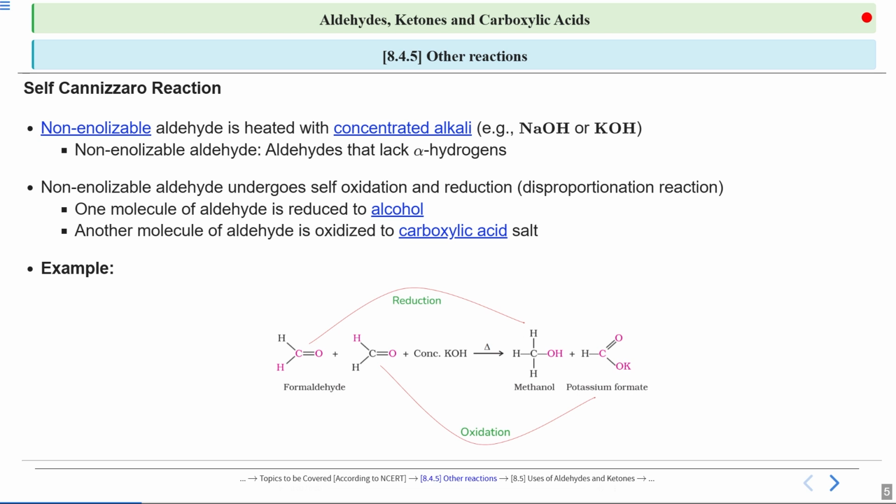So if you look at this reaction, formaldehyde is getting reduced to methanol, whereas another molecule of formaldehyde is getting oxidized to form potassium formate, which is a carboxylic acid salt. So both reduction to alcohol and oxidation to carboxylic acid of the same molecule are happening. This is a kind of disproportionation reaction, and this is what happens in the self-Cannizzaro reaction.